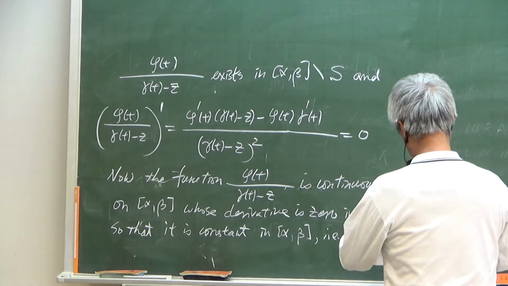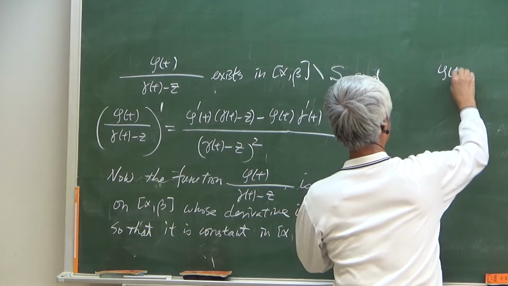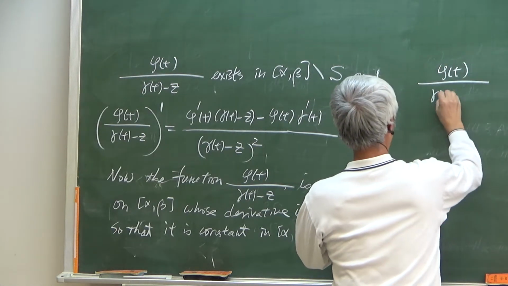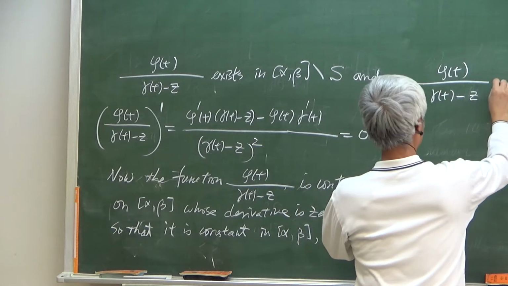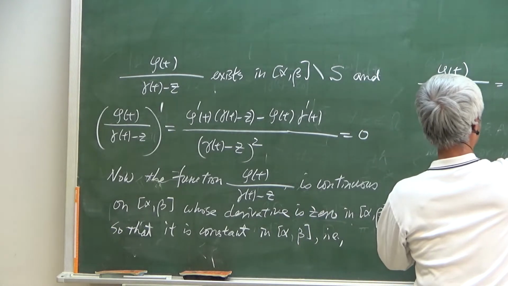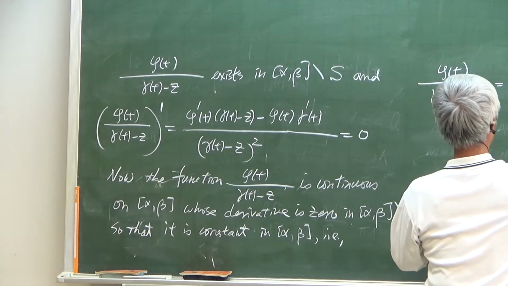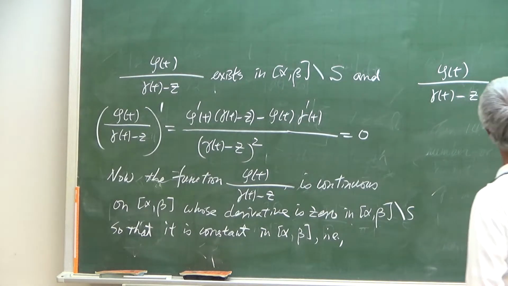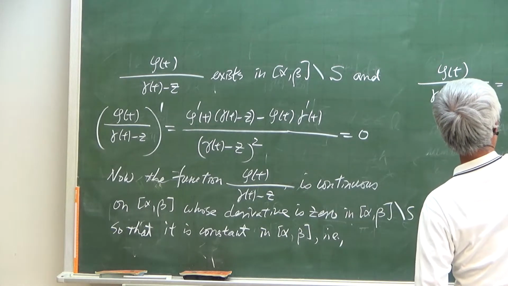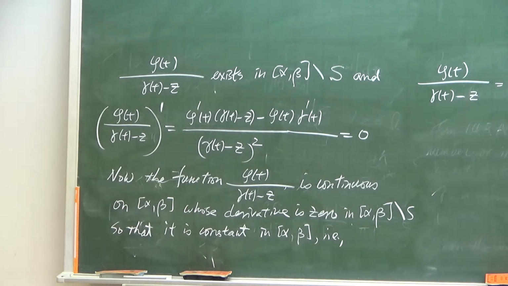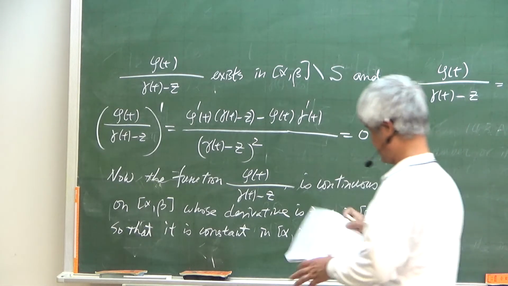So phi t over gamma t minus z equals k for all t in the interval. So this is a constant. In general it's a complex number, but it's constant.